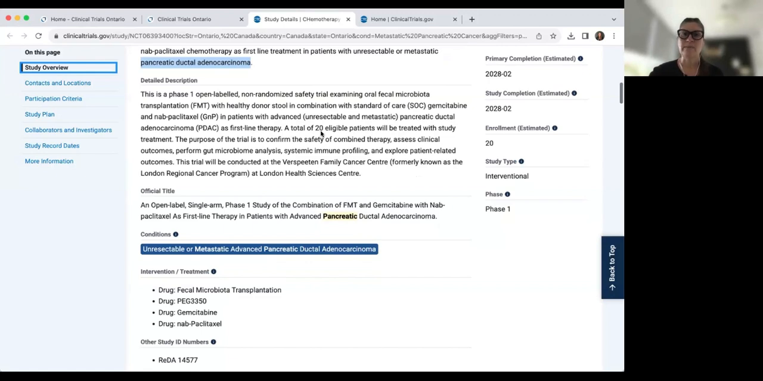So they're looking for 20 people to be treated. And here you see the purpose of the trial. It's to confirm the safety of their so-called FMT therapy with the standard of care, and to look at the clinical outcomes of these individuals. They're going to do what's called gut microbiome analysis. So they're going to look at how your gut microbiome has changed. They're going to look at immune profiling, and they're also going to explore so-called patient-related outcomes. This trial is being conducted at the London Health Sciences Centre.